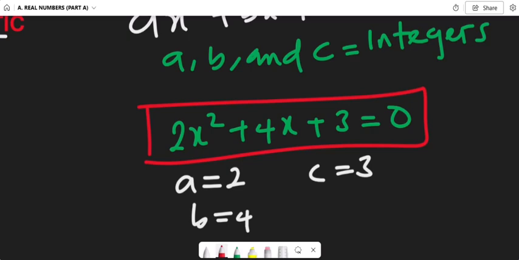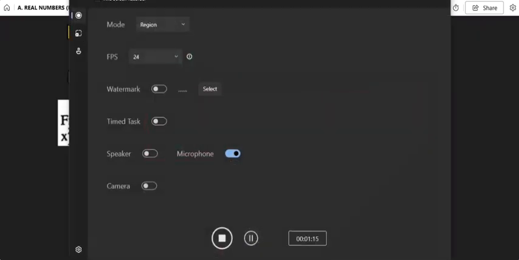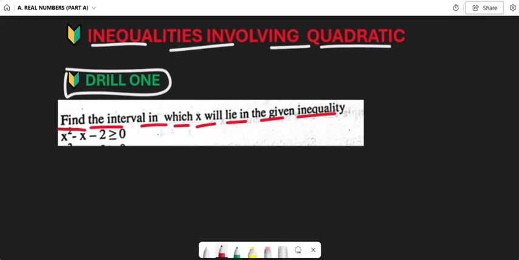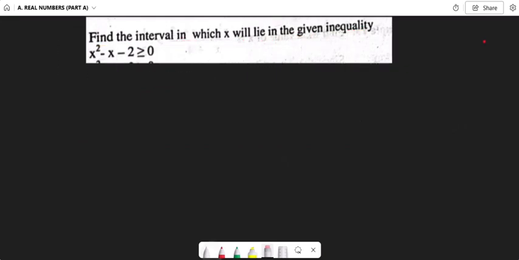Now let's solve a question on quadratic equations involving inequalities. Moving to our very first question, which is our drill 1, we are asked to find the interval in which x will lie in the given inequality. The inequality given to us is x squared minus x minus 2 greater than or equal to 0.